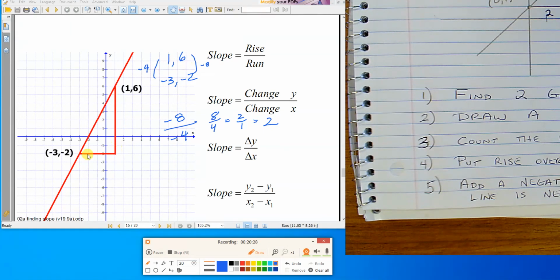Let's count squares. 1, 2, 3, 4. There's my run. 1, 2, 3, 4, 5, 6, 7, 8. 8 over 4, which equals 2.